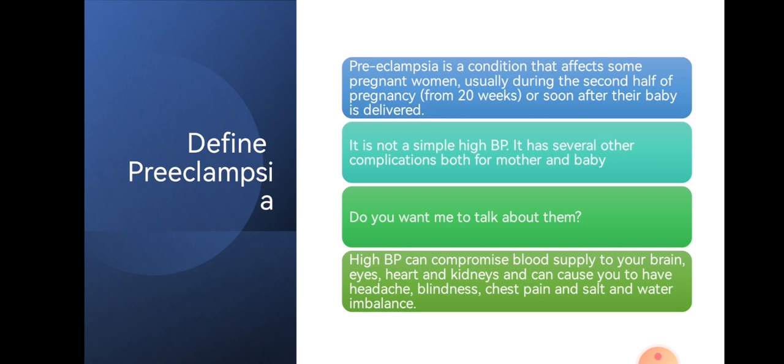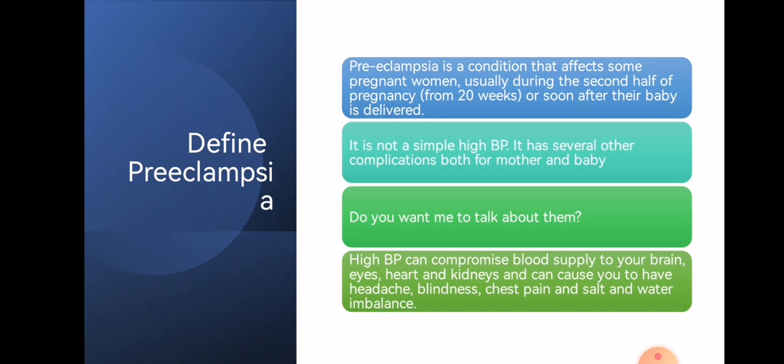And then you have to define the preeclampsia. So preeclampsia is a condition that affects some pregnant women, usually during their second half of pregnancy from 20 weeks onwards, or soon after their baby is delivered. It is not a simple high blood pressure. It has several other complications both for mother and baby. Do you want me to talk about them?